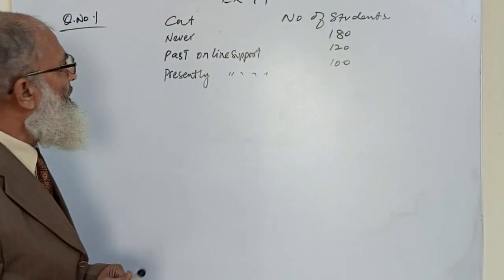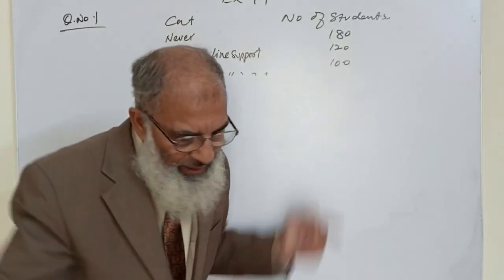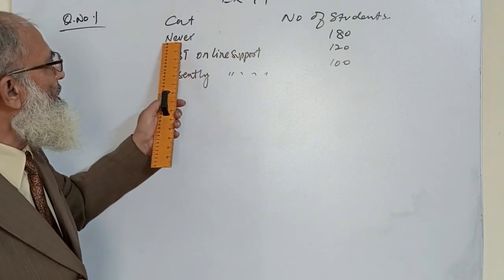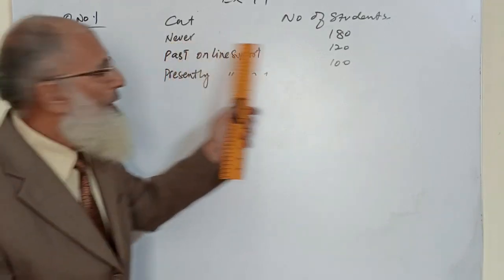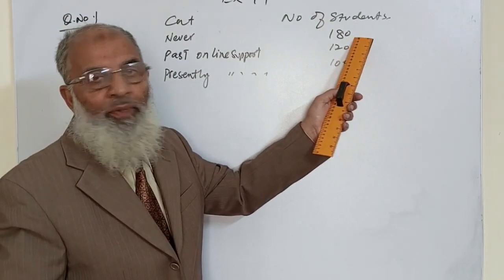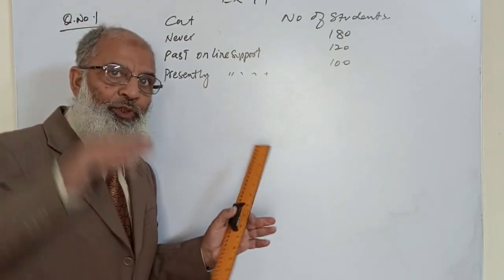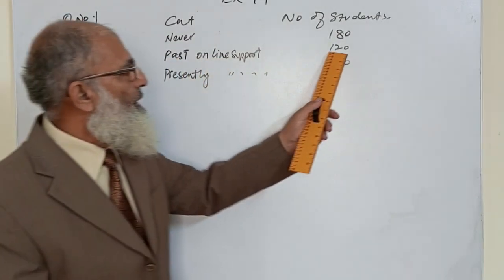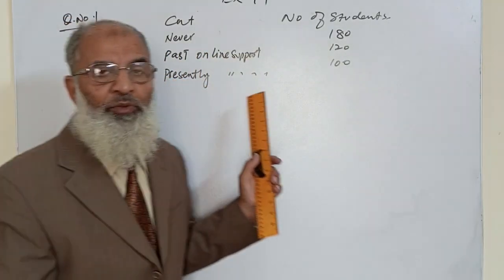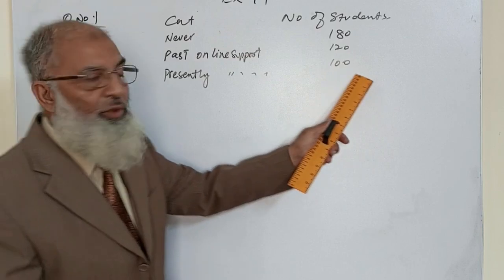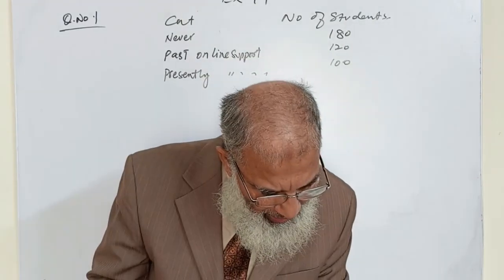So my dear students, this is question number 1 in exercise 4.9, and that is that there are students which have never used online sport for their studies. The number of the students is 180, and the number of the students which had used online sports in past is 120, and presently the students who are using the online sport is 100 only. So we have to draw a pie chart to illustrate this data.